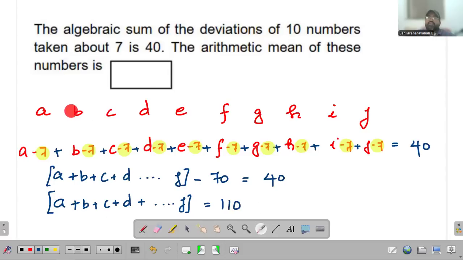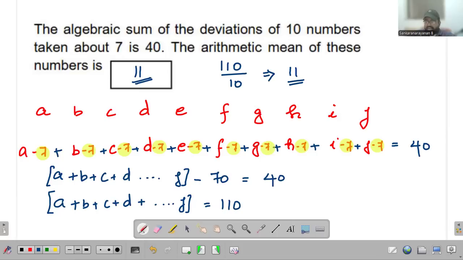So I got the original sum of all these observations, which is equal to 110. But the question is not about what this sum is. The question is about the arithmetic mean of these numbers. Not the deviated numbers, but the arithmetic mean of these numbers. I know the sum of observations is 110 and the number of observations is 10. So the arithmetic mean value will be 11. Got it? 11 is my final answer for this particular question.